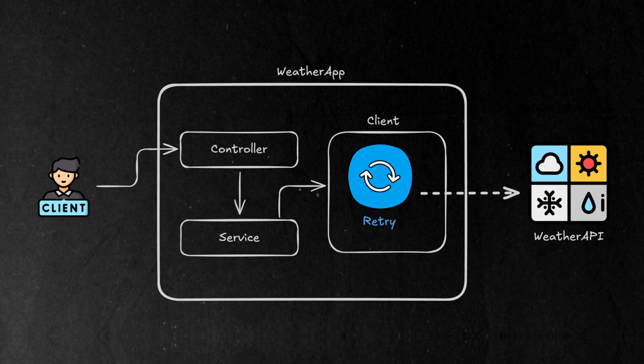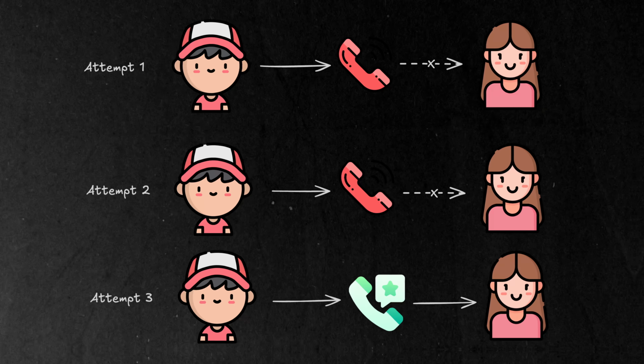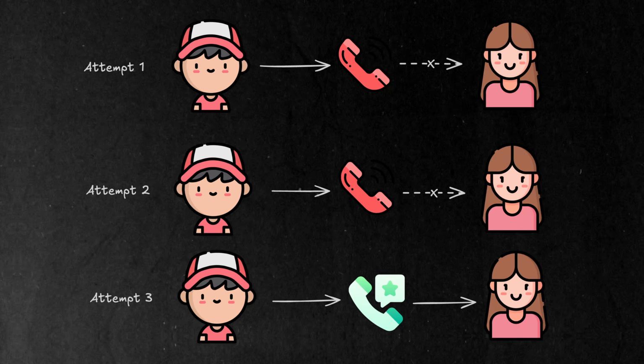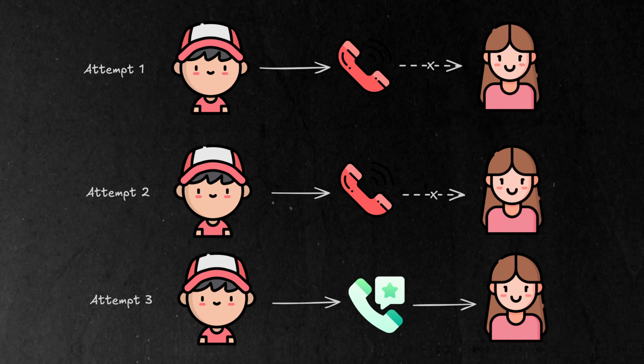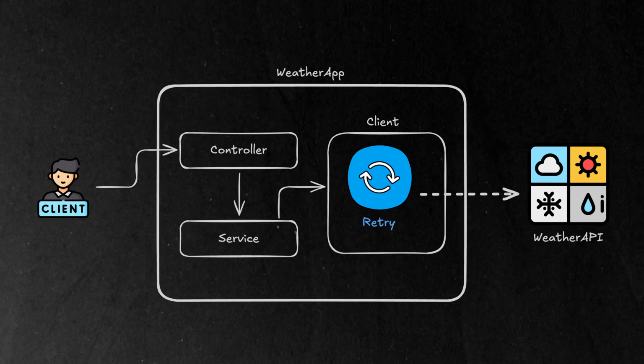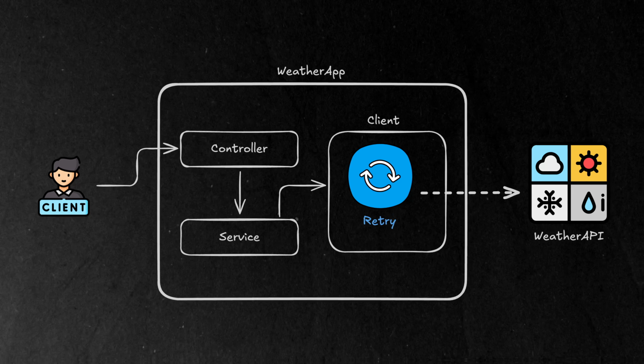Let's take a real-life example. Imagine you're calling a friend and the call doesn't connect the first time. Do you give up? Probably not. You try again in a few seconds, and that's the retry logic. Software systems work similarly, especially when dealing with flaky services or networks.